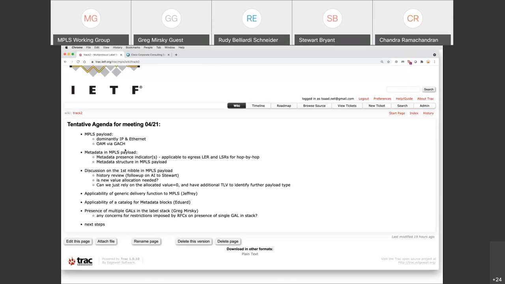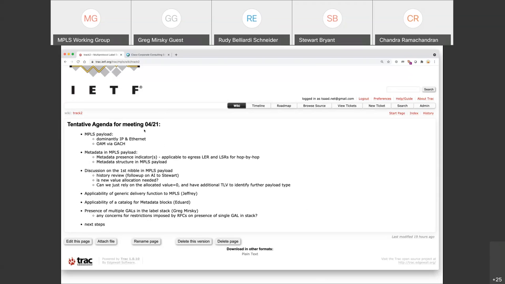Well, what we do already, and I think it's important to remember that. Pseudowires, for example, a whole family of things in pseudowires that get carried over MPLS, and DETnet is also carried over MPLS. So I don't think it matters that most of the traffic is IP or Ethernet. What matters is that there is a large variety of MPLS payloads out there, and whatever we do, they have to be able to continue to operate.